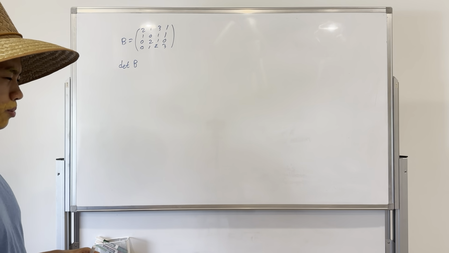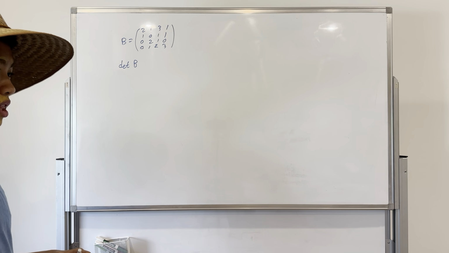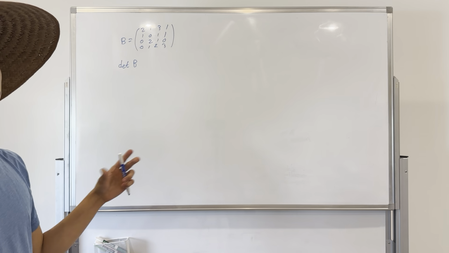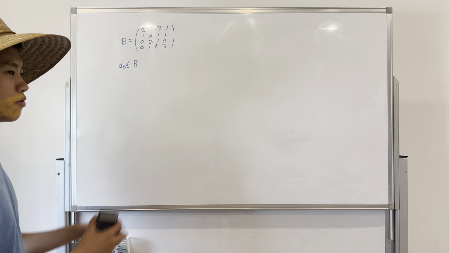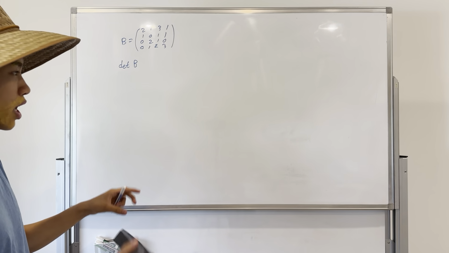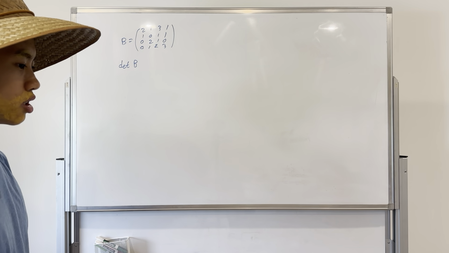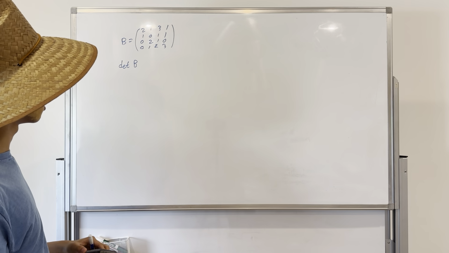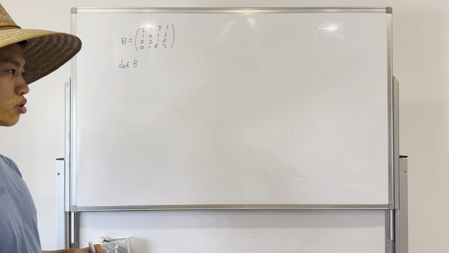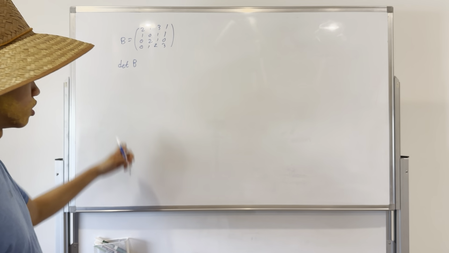Well, most textbooks would teach you the method of using cofactors, and with that you can find the sum of all the cofactors and multiply by each individual term. But in this video I'll be using row reducing to find triangular matrices. So what's a triangular matrix?